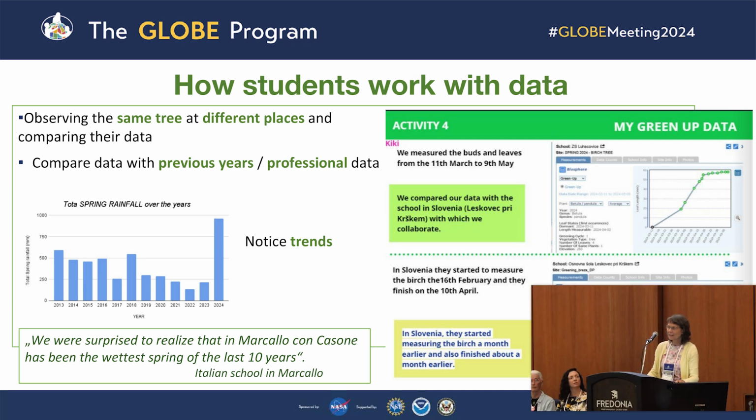Also, sometimes students are surprised by their findings. This is an example of a chart or graph of rainfall data, because they also do precipitation observation. These students from Italy realized that this spring was the wettest spring in the last 10 years. They were really surprised, and they started to investigate it more and compare it with the professional data, and they are curious how it will be next year. So these are several examples, but I can share more during the break.